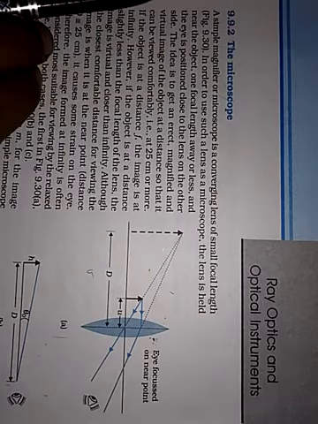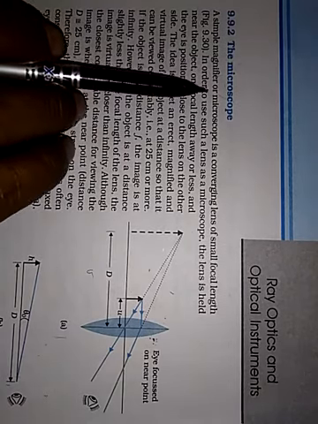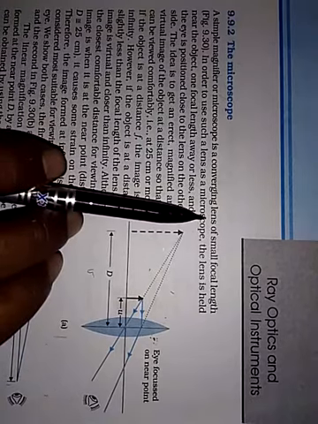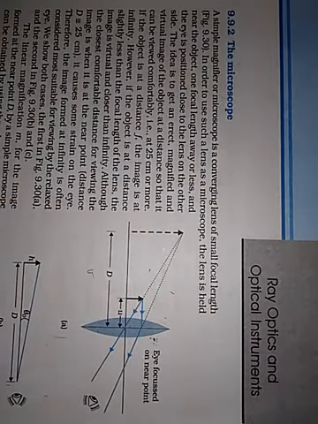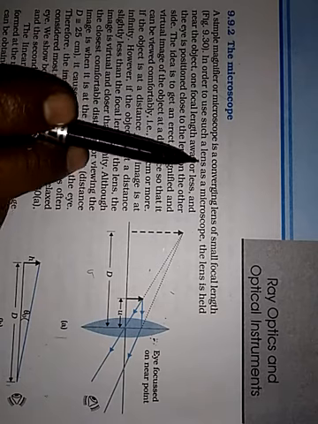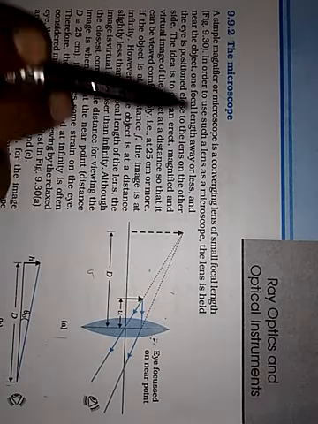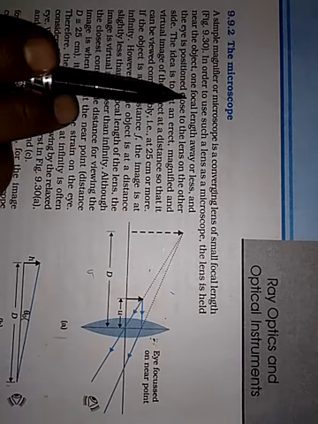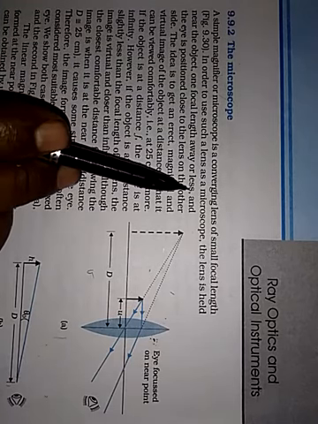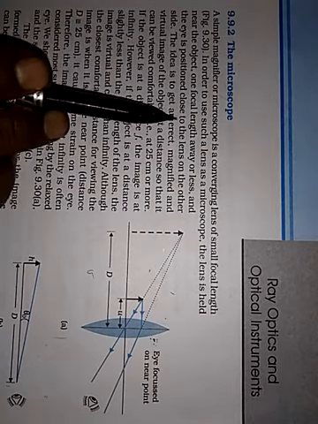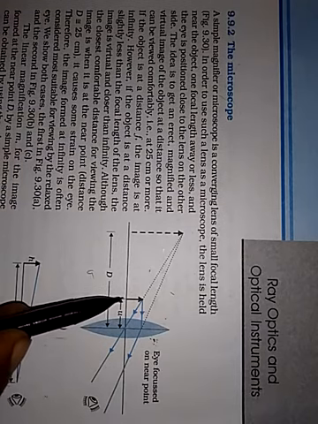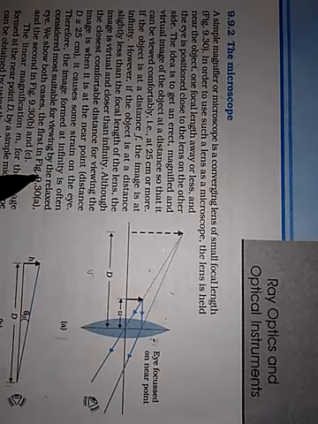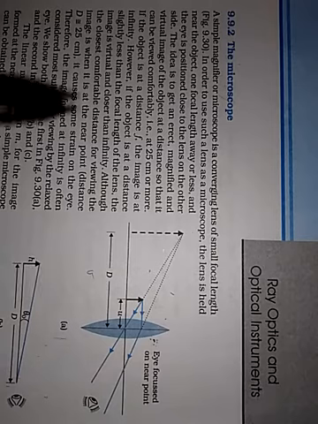The microscope. A simple magnifier or microscope is a converging lens of small focal length, figure 930. In order to use such a lens as a microscope, the lens is held near the object one focal length away or less, and the eye is positioned close to the lens on the other side. So this object distance is one focal length or less than that. So the viewer has to view from the other side very close to the lens.